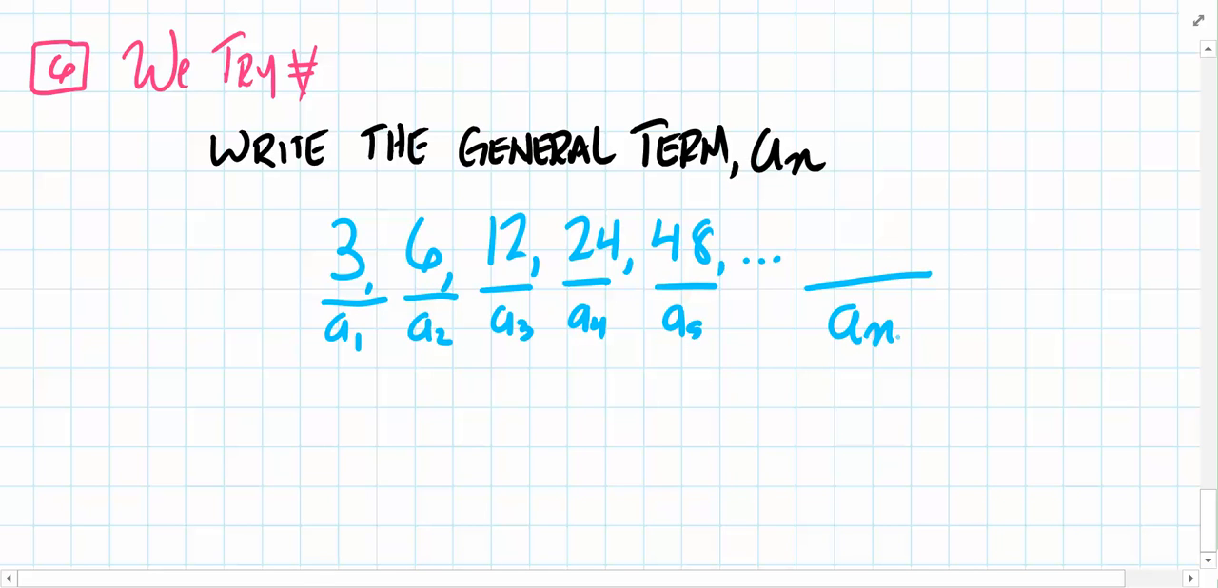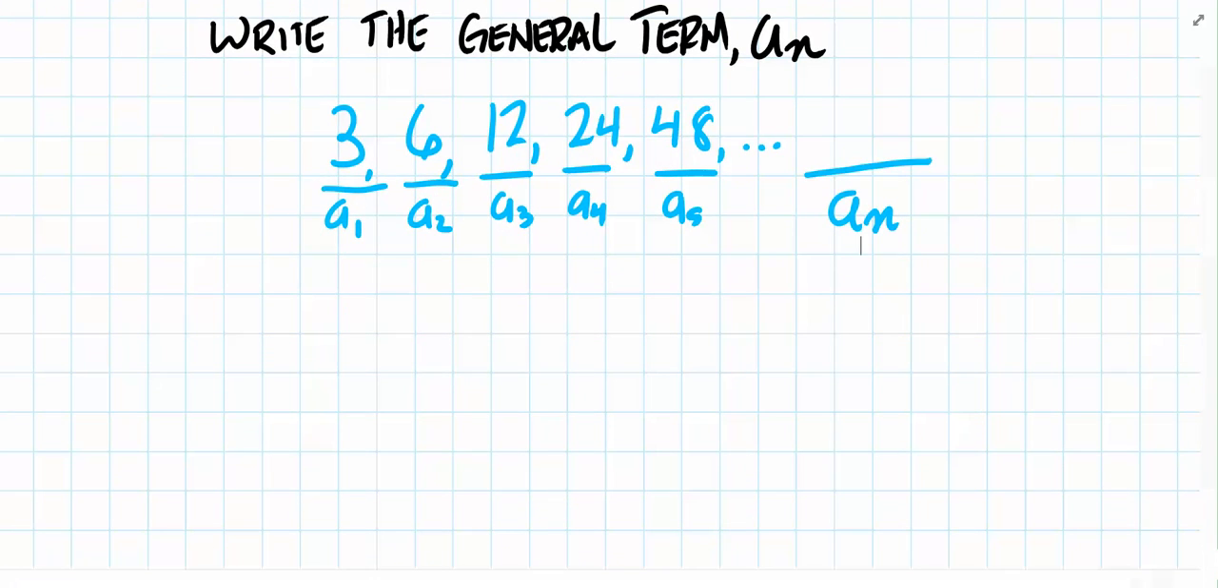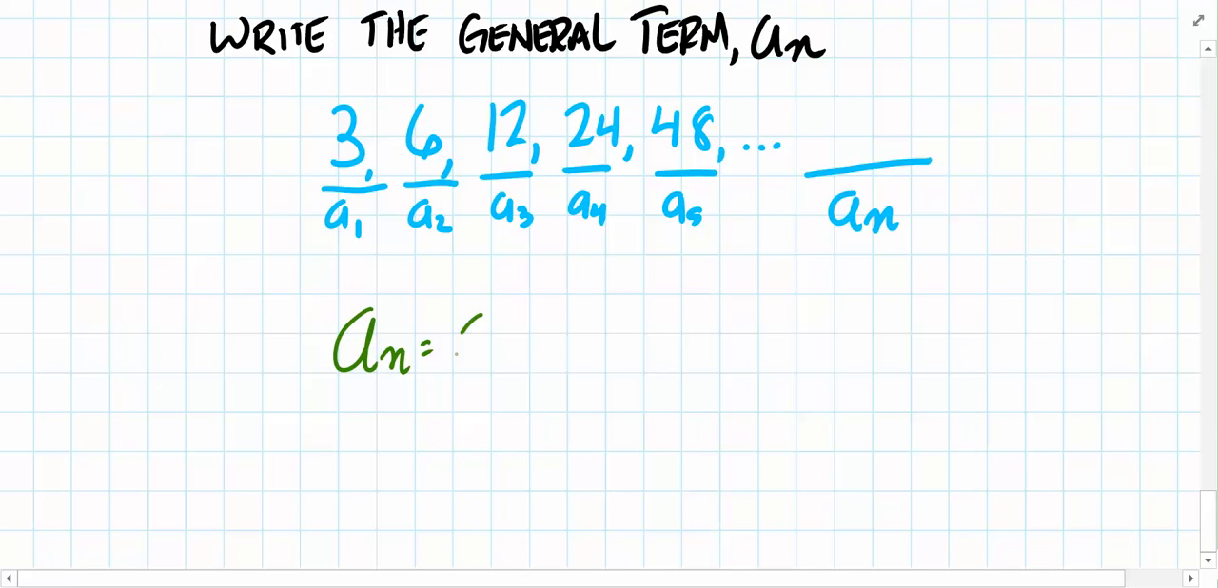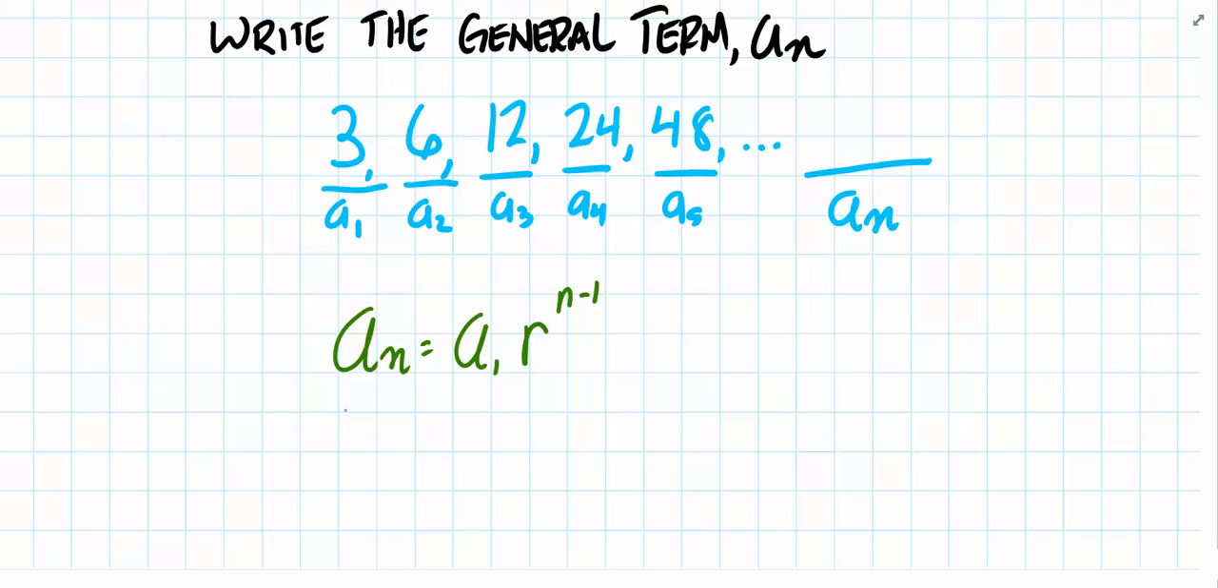Very simple, very straightforward. So what we're going to do is write down everything that we know about geometric sequences. We know this: a sub n is equal to a sub 1 times r to the n minus 1. My answer will have an n in it because I'm looking for the general term. So therefore, a sub n is going to be the very first term, which is 3. What's my ratio? 2, to the n minus 1, and you're done.